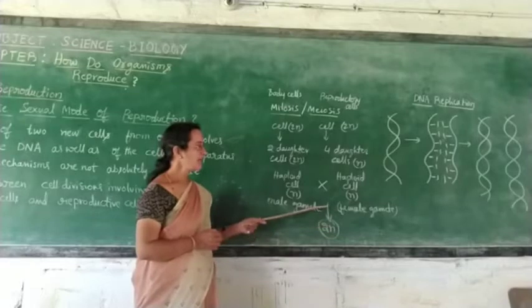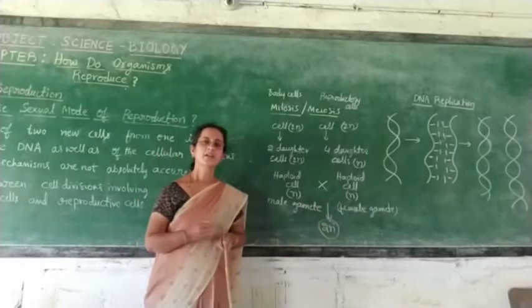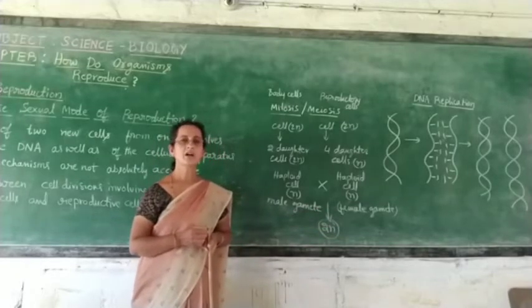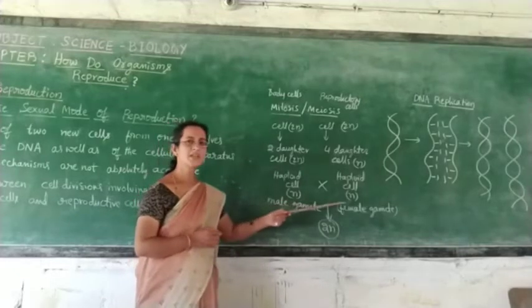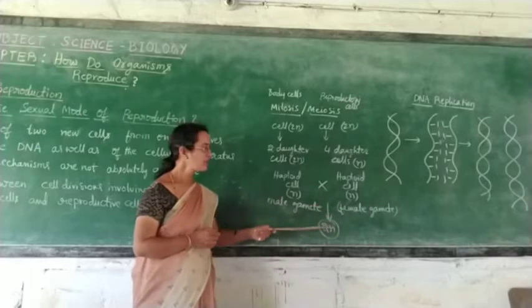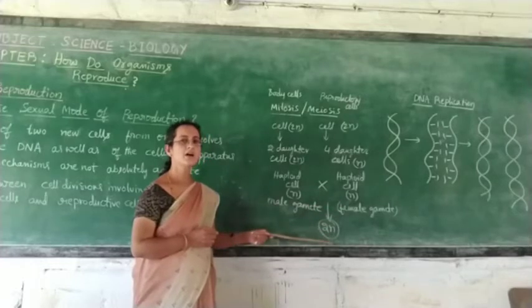DNA regulates all the characters of an organism. So half the amount of chromosomes from each parent re-establishes all the characters of an organism.